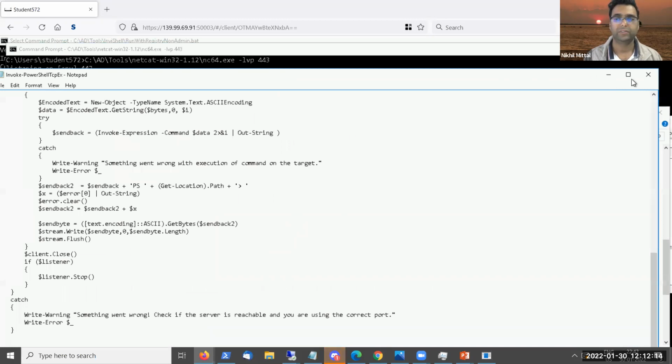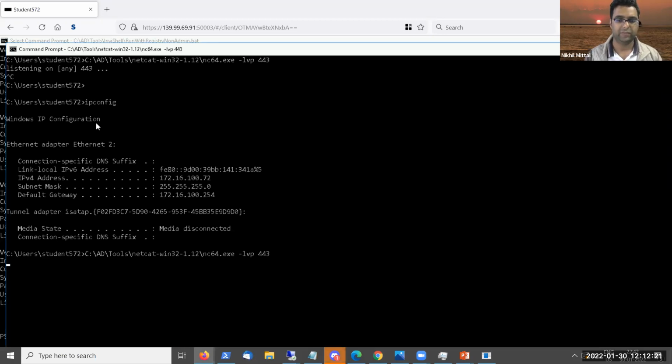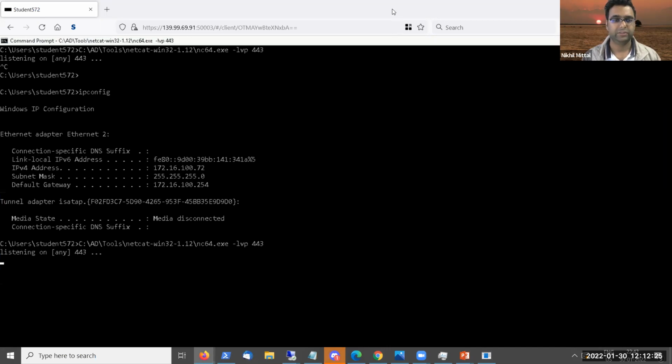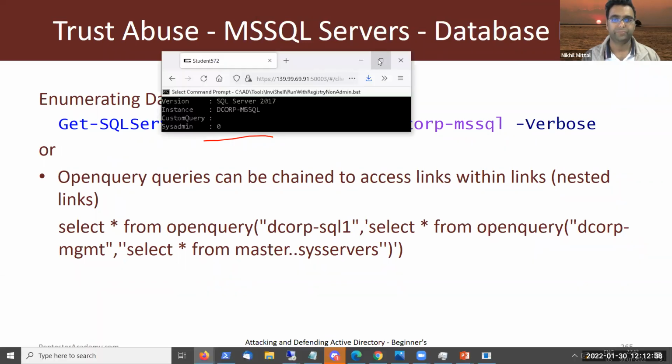All right. And because this is a new machine, let me just double check the IP. Yes, that's the correct one. And we have the listener. Let me host the reverse shell on HFS. Let's run it now.